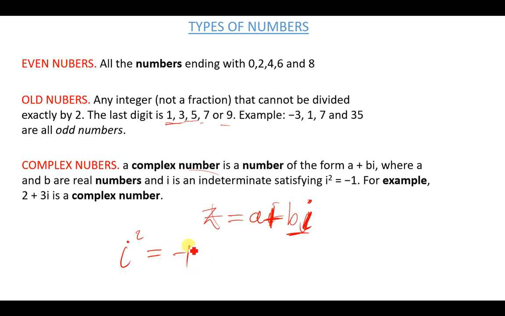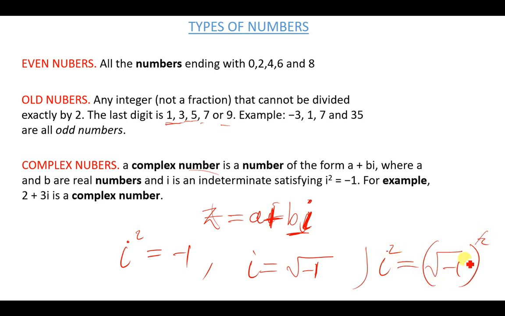The reason why i squared is equal to -1 is that i itself is equal to the square root of -1. So if we say i squared is simply the square root of -1 and then squared, the square and the square root cancel, meaning you just have i squared is equal to -1. So that is a complex number. It's simply an imaginary number.